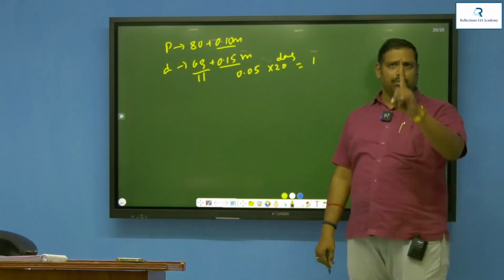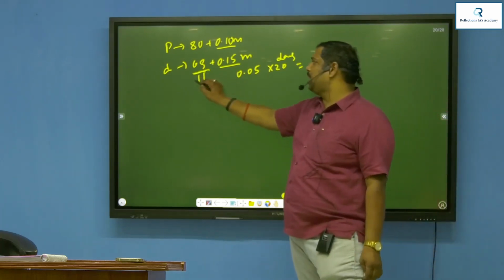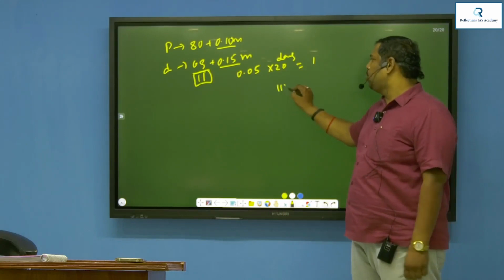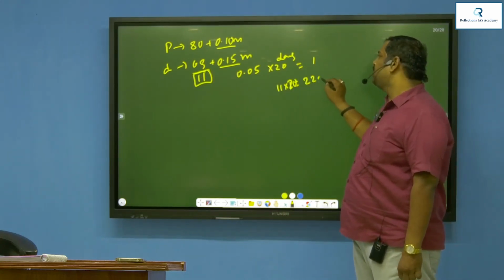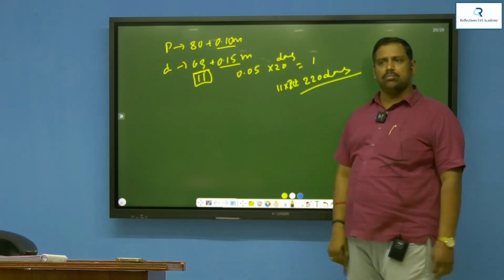It will cover how much? 1 rupee. How much I have to cover? 1 rupee or 11 rupees? So 11 into 1 means 11 into 20. Okay, how much is it? 220 days, its price will be equal.